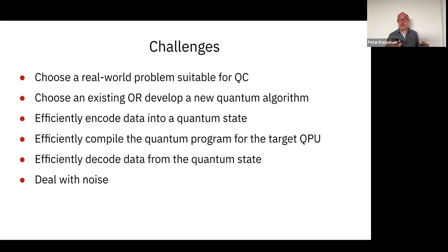Then we need to efficiently compile the quantum program for the target quantum processing unit. That means we need to decompose the matrix that we want, the transformation that we want to perform, and compile it as the smallest possible set of quantum gates or quantum operations, because with every quantum instruction, with every matrix that the quantum computer executes, the noise multiplies. So you have more and more noise. You need shorter and shorter quantum programs in order to perform something meaningful and read the result from the noise. And we need to find a way to efficiently decode data from the quantum state. And we need to see how to deal with noise.